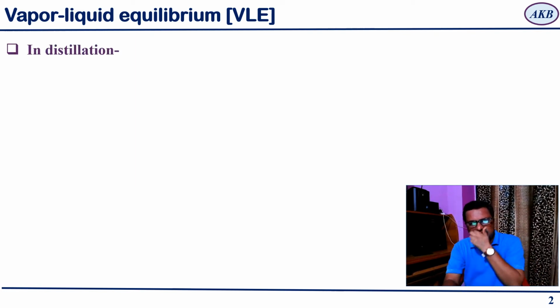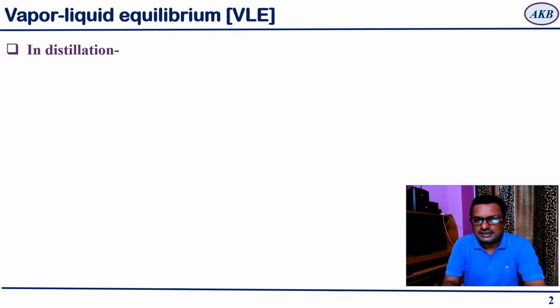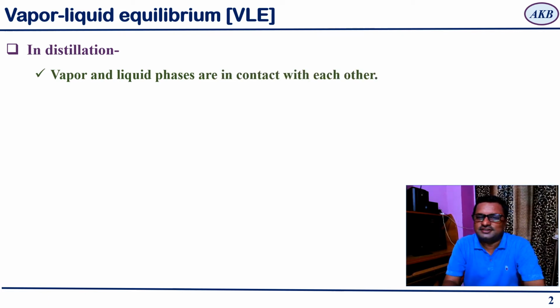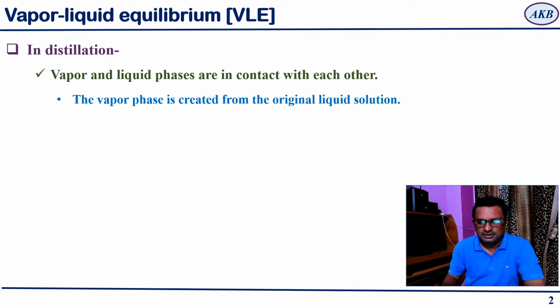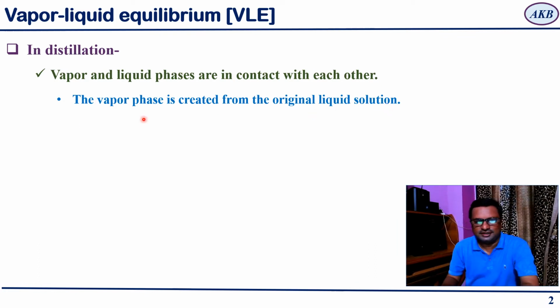So when distillation is carried out, vapor and liquid phases are in contact with each other. How the contact is established, let us understand. In this operation, feed is a liquid solution, and this liquid solution is boiled to create the vapor phase, and then the vapor phase is condensed to get the distillate. The vapor phase is created from the original liquid solution, that is the feed liquid solution, which is boiled.